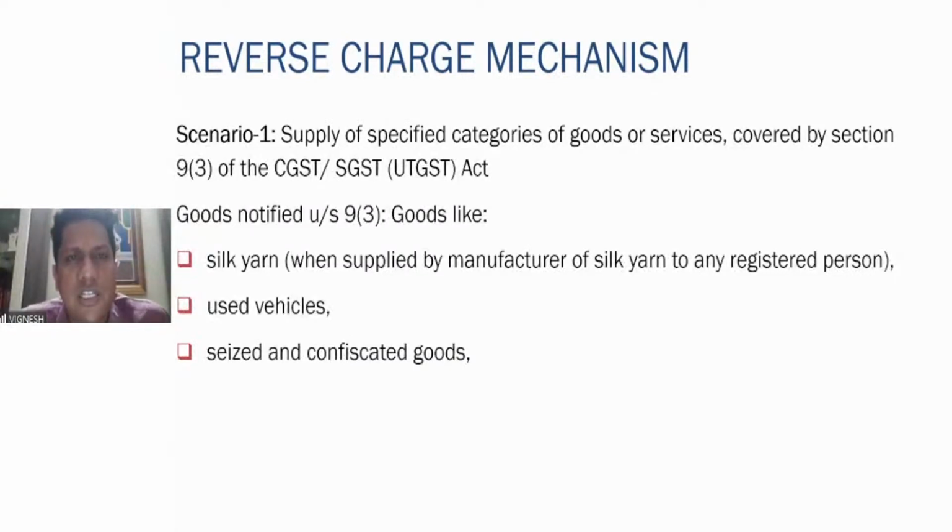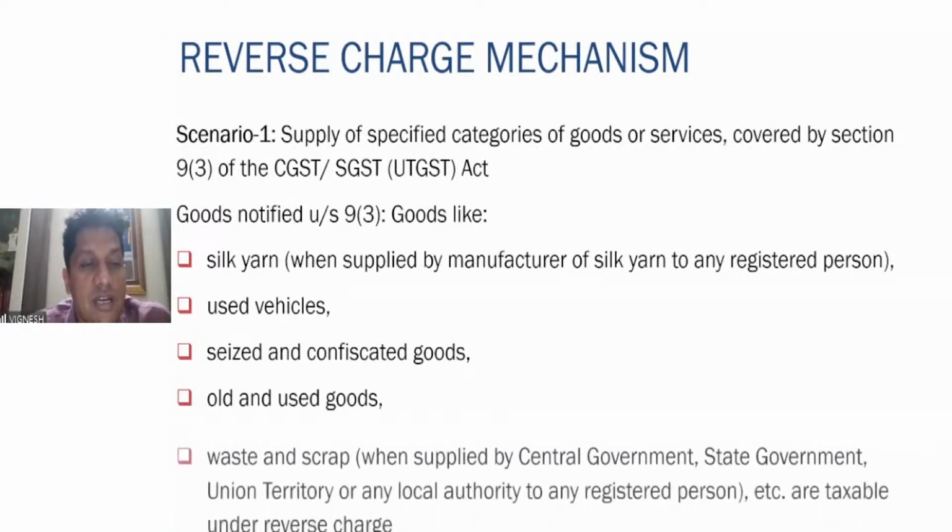Used vehicles means what? Now, you are owning a car and you are selling it to a dealer. Okay, you are selling it to a dealer. The dealer purchases the car, so therefore, obviously, for resale only he will purchase. So there he has to pay the GST on the reverse charge mechanism.